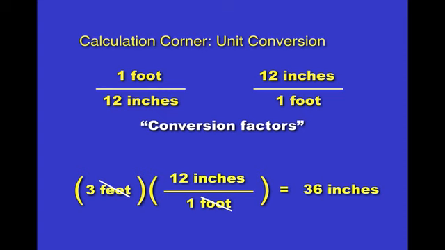The significant figures aren't correct in this particular calculation because we began with 3 feet, but we ended with 36 inches. So we had 1 sig fig to begin with, but 2 sig figs to end with. It should technically be 40 inches.